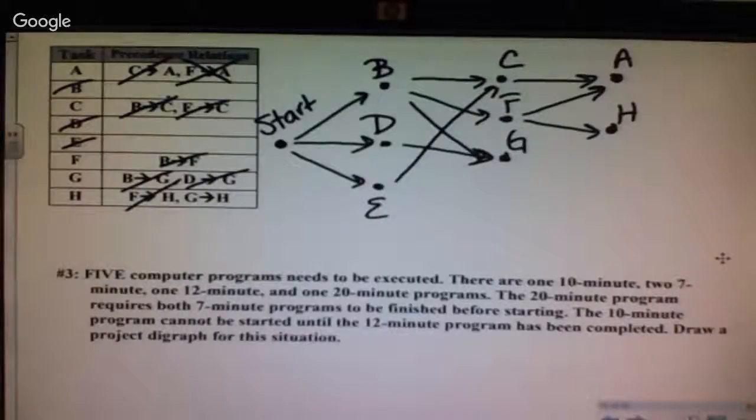This one is kind of crazy. The last relation I have is what? G to H. So I need to draw a line that goes from G to H. Don't forget, all good things must come to an end. What points have nothing coming out? A, H, anything else? E. Oh, sorry, E does have one. Okay, so B has 3 things coming out, D has 1, E has 1, C has 1, F has 2, G has 1. So the only 2 that need to go to the end are A and H.